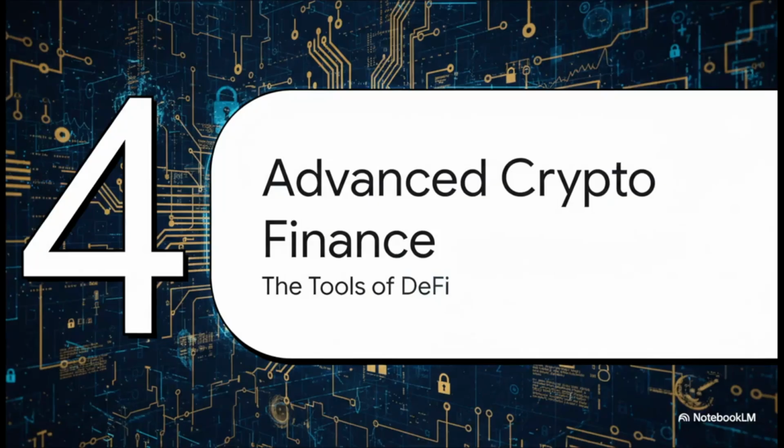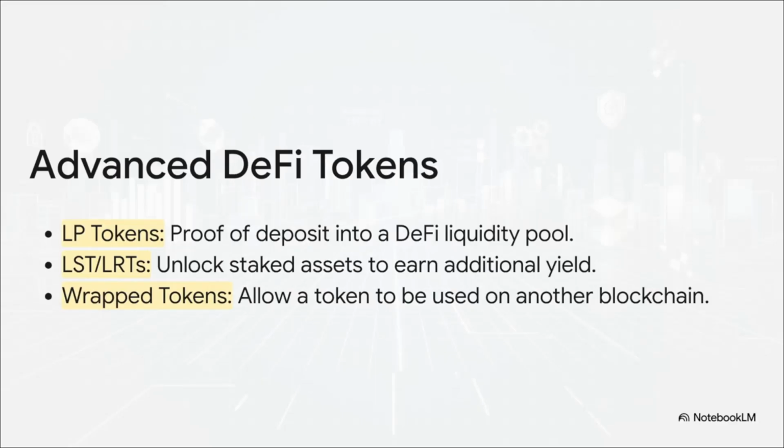All right, let's take a deep breath and head into our most complex section, advanced crypto finance. Don't worry, I'll break it down for you. These are basically the specialized tools that are humming away deep inside the engine room of DeFi. So we've got three main types here. First, LP tokens. These are like a receipt you get for adding your crypto to a big liquidity pool, which helps make decentralized trading possible.